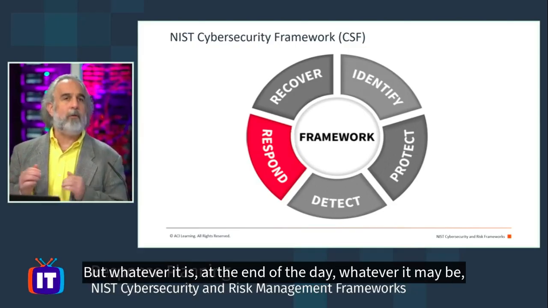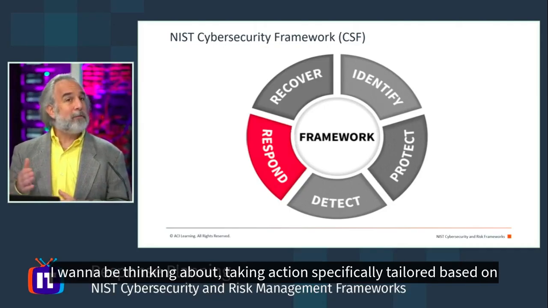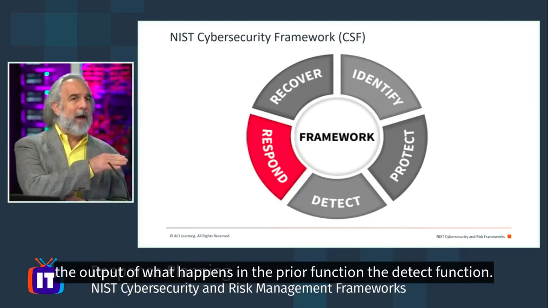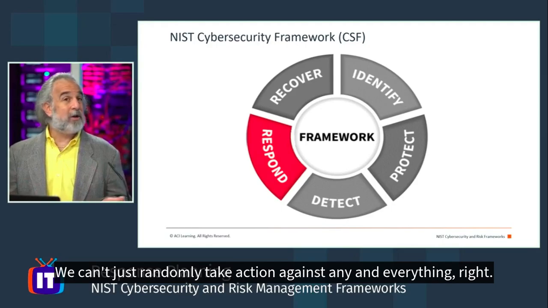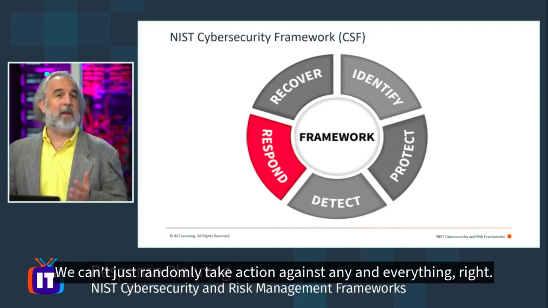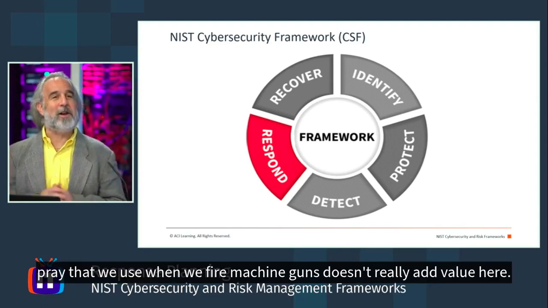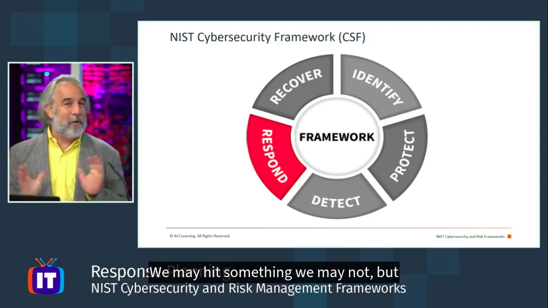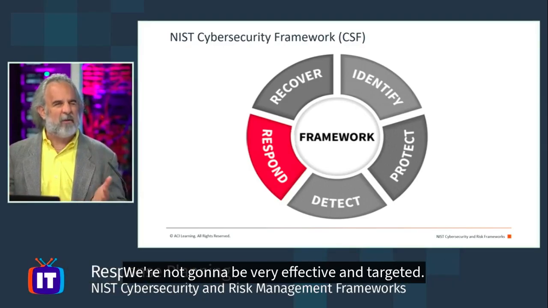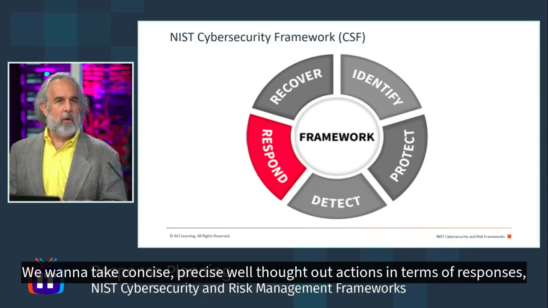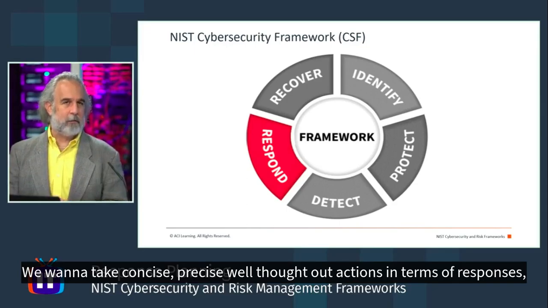There's a variety of ways we could think about respond, but whatever it is at the end of the day, I want to be thinking about taking action specifically tailored based on the output of what happens in the prior function, the detect function. We can't just randomly take action against any and everything, right? The concept of spray and pray that we use when we fire machine guns doesn't really add value here. We may hit something, we may not, but we're going to cause a lot of collateral damage right along the way, and we're not going to be very effective and targeted. We want to take concise, precise, well thought out actions in terms of responses.